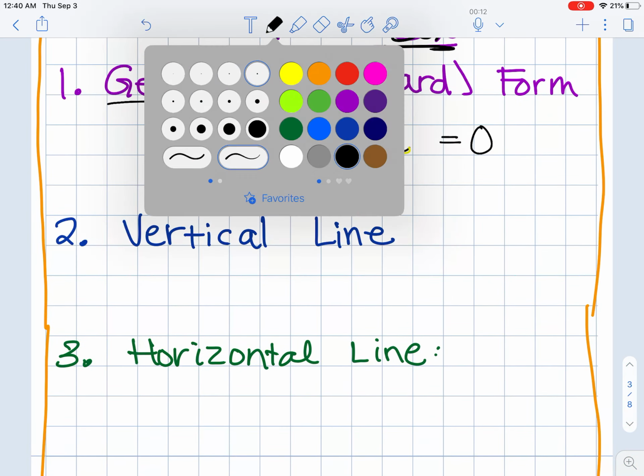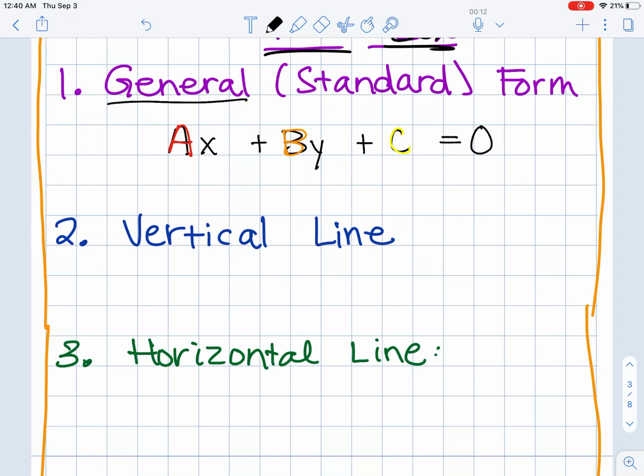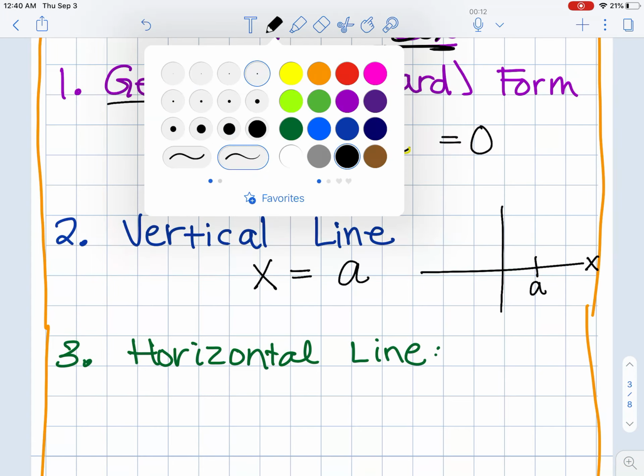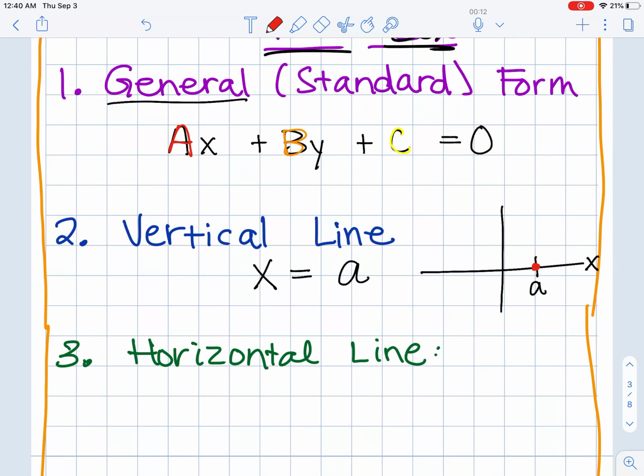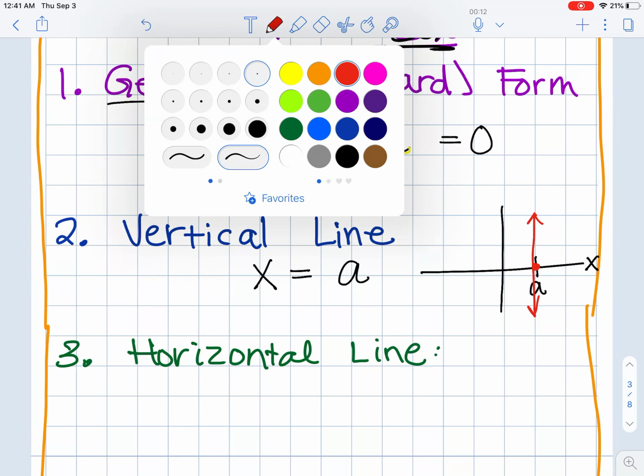Okay, vertical line. A vertical line is in the form of x equals some number a, and that's because a vertical line will cross the x-axis somewhere. So for example, if this is the x-axis, let's say we'll call this a. A vertical line will be called x equals a because when x equals a, here's the point there, but we want it to always equal that. X will always equal a, which means x cannot equal anything else. So we draw that line right there. All right, let's look at the next one.